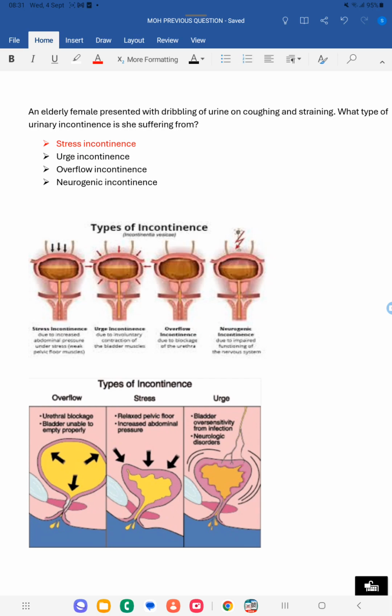Okay, in urge incontinence, you are not doing any particular activity, but suddenly, within half an hour or one hour, the tendency comes and they go for urination. Overflow: there is a particular blockage, and after removing that, suddenly there is excessive urination. Neurogenic is because of a nervous system problem. So the answer for this question is stress incontinence.